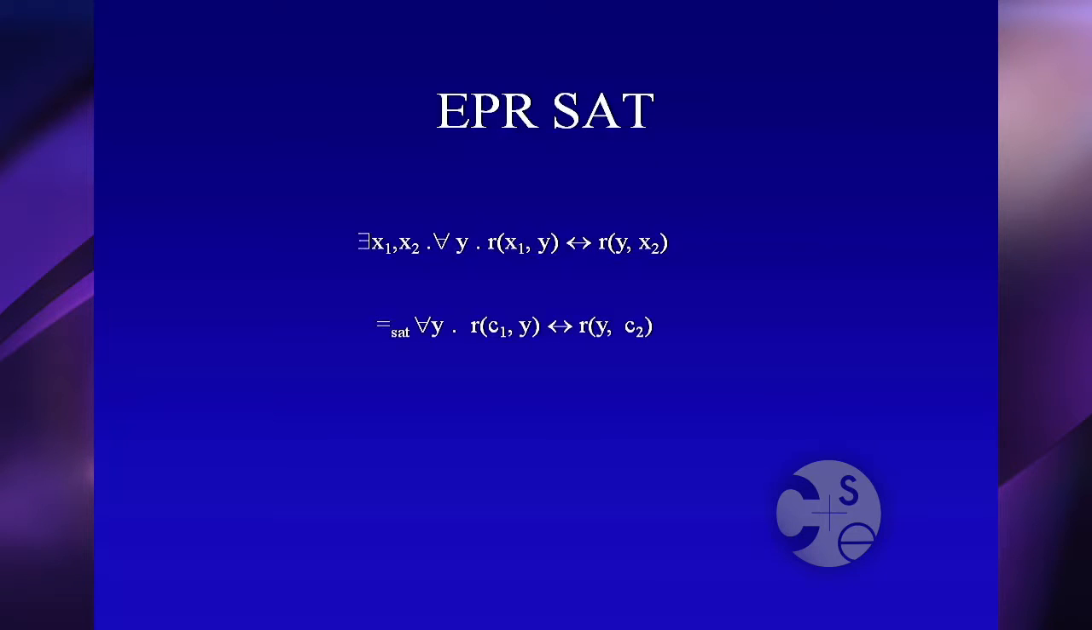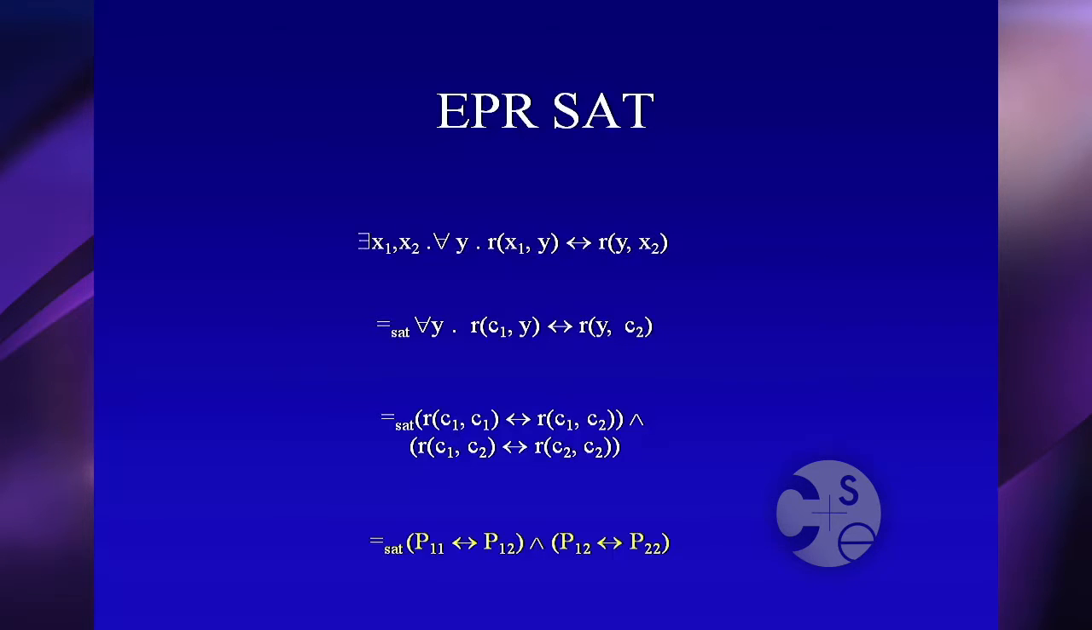If you want to check validity, you check the satisfiability of the negation. So you see here, this formula is satisfiable if and only if it's satisfiable on two constants, C1 and C2. And this means that now we can just bit blast it and convert it to a propositional formula. We instantiate y with all the values, and finally we get a propositional formula. So the formula at the top is satisfiable if and only if the propositional formula at the bottom is.